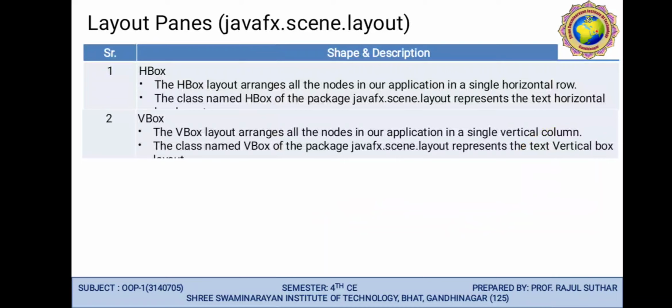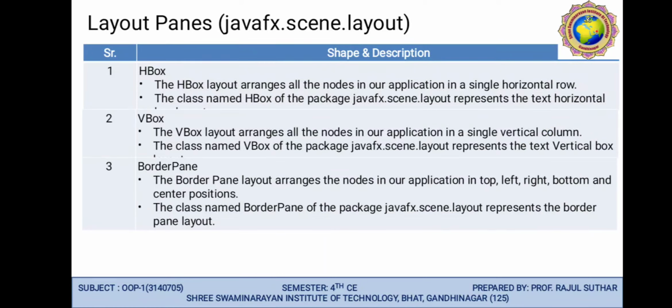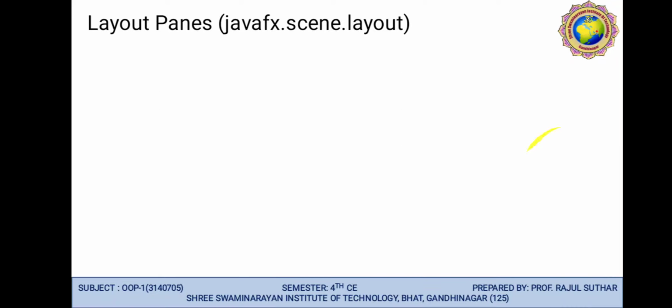If we display the nodes vertically, we require the VBox. This layout arranges all the nodes in our application in a single vertical column. The class VBox of the package javafx.scene.layout represents the vertical layout. And BorderPane layout arranges the nodes in our application in top, left, right, bottom and center positions. The class BorderPane of the package javafx.scene.layout represents the border layout.